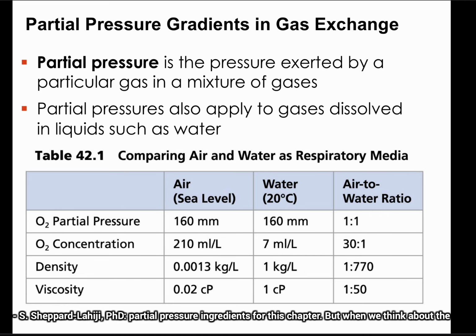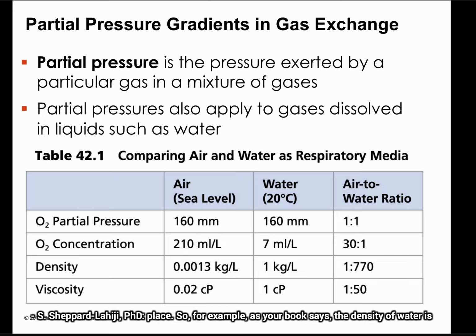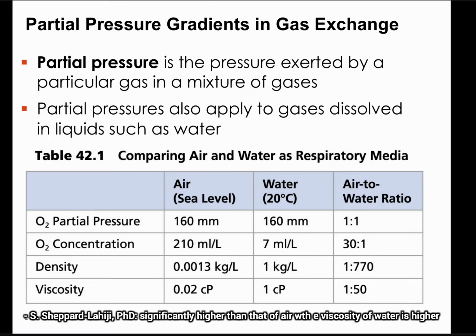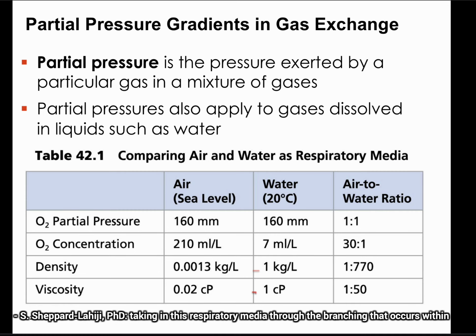But when we think about the type of media that is used in order to facilitate gas exchange, what we find is that air and water are not equal respiratory media, and as a result, organisms will have different mechanisms by which gas exchange can take place. So, for example, as your book says, the density of water is significantly higher than that of air. The viscosity of water is higher than that of air. And so that's going to have an impact on the ease of taking in this respiratory media through the branching that occurs within the respiratory system.